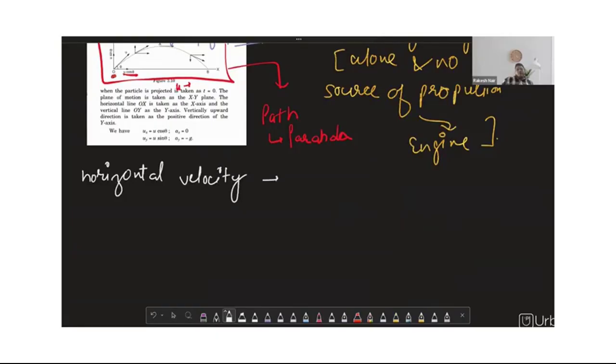Horizontal velocity, which stands out to be ux, the ux component, which is u cos theta, standing out for the constant. It is always constant because we are considering the vertical component, which is projected into the air.